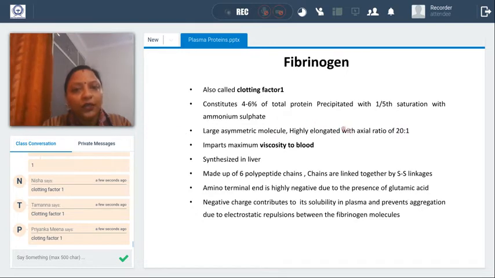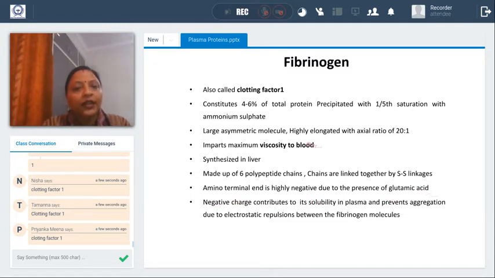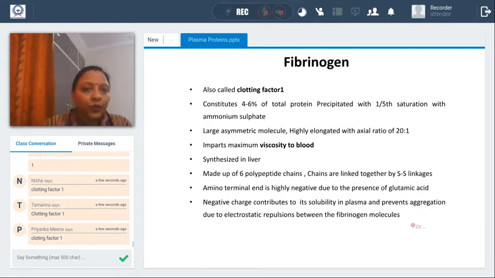It constitutes 4 to 6% of total protein, is precipitated with 1/5 saturation with ammonium sulfate, and is a large asymmetrical molecule, highly elongated with an axial ratio of 21, imparting maximum viscosity to blood. This is an important point. It is synthesized in the liver and made up of 6 polypeptide chains linked together with SS or disulfide linkages. The amino terminal end is highly negative due to the presence of glutamic acid. This negative charge contributes to its solubility in plasma and prevents aggregation due to electrostatic repulsion between fibrinogen molecules. So it is also called clotting factor 1.